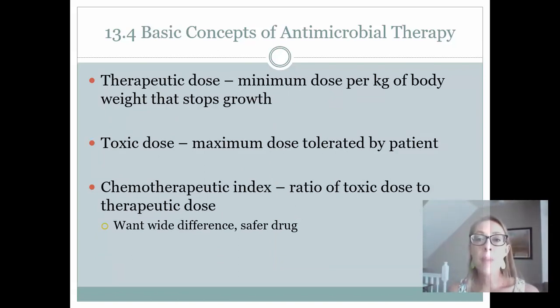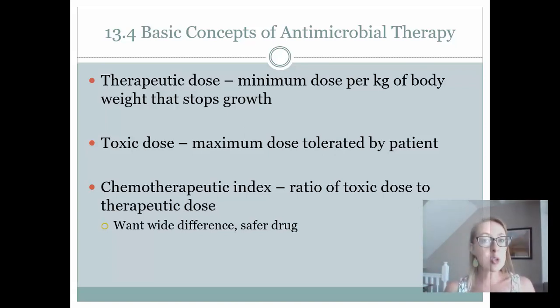So when we start talking about dosing of drugs, there are some levels of doses that we need to be aware of. The therapeutic dose is the minimum dose per kilogram of the patient's body weight that is effective at inhibiting the bacteria. So the therapeutic dose is the minimum dose that we need to actually do something, to be of use. When we talk about that minimum inhibitory concentration, we need to be above that.